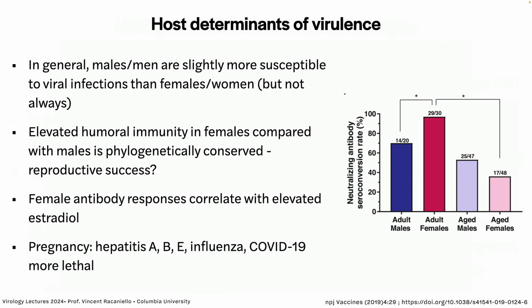So the idea is it's important for reproductive success. So you protect the woman, the female who's going to give rise to the offspring, throughout the reproductive age. And then at an older age where you don't need it anymore, it declines. And this higher antibody level corresponds with elevated estradiol. However, I said this is not always the case. So in pregnancy, hepatitis A, B, and E, influenza, and COVID are all more lethal in pregnant women than in non-pregnant women or in men.